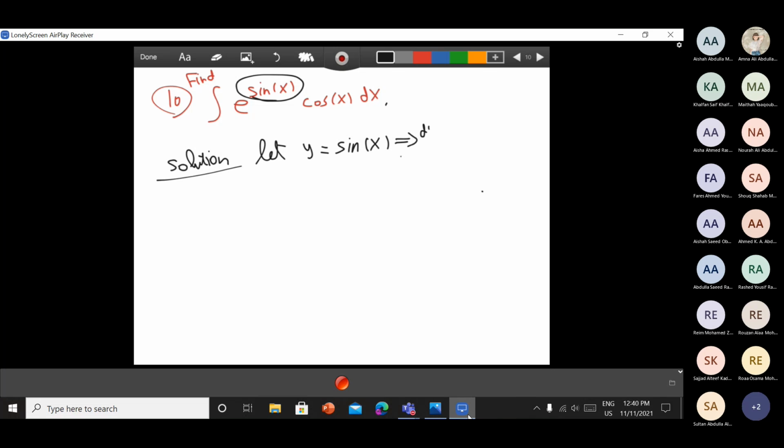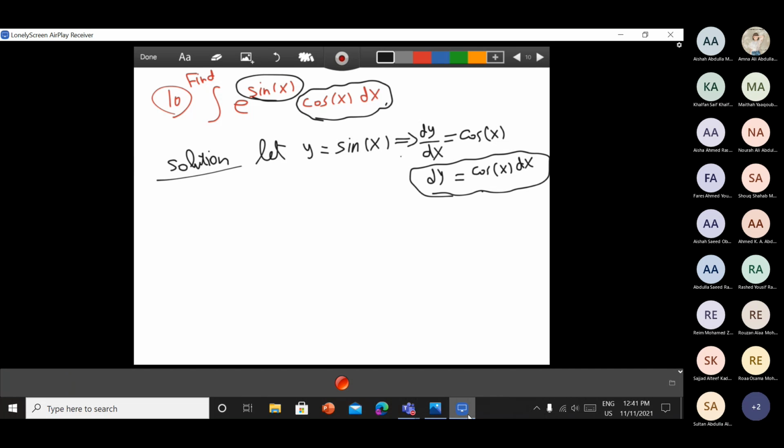I need dx, so I have to differentiate this one. So cosine x. Now dy will equal what? Yes, cosine x dx. This is the point. Cosine x dx, I have it here, right? But my problem was this one. So when you have an obstacle, you should have the right substitution to get rid of this obstacle.